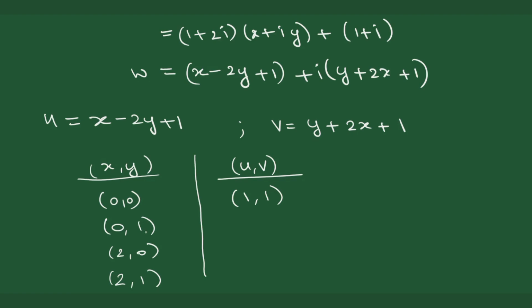Similarly 0, 1, if we substitute in u and v, we will get the point as minus 1, 2. Similarly for 2, 0, we will get 3, 5. And similarly for 2, 1, we will get 1, 6. So these are the points which should be plotted in the w plane according to u and v. So this will be the image of the z plane. Right. So now we have to plot it in the graph.